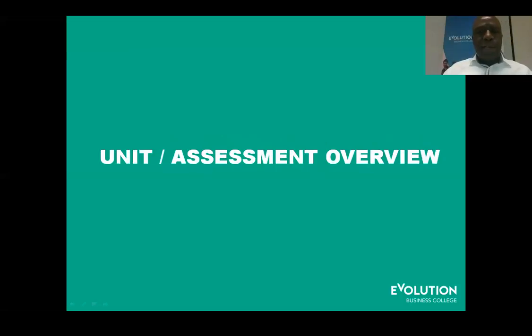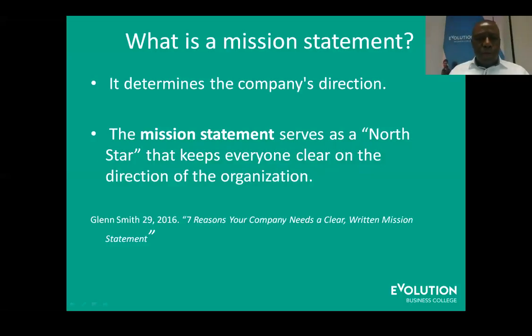Okay, let's go. Before you even get to saying what a mission statement is, because this is part of the question, what I'll do right away is take you to the assessment. Let's read and find out what the assessment says. Let's go to a new share and go to our assessments.